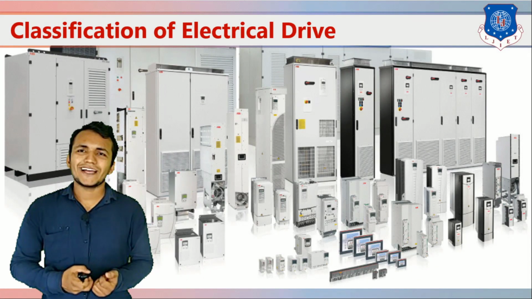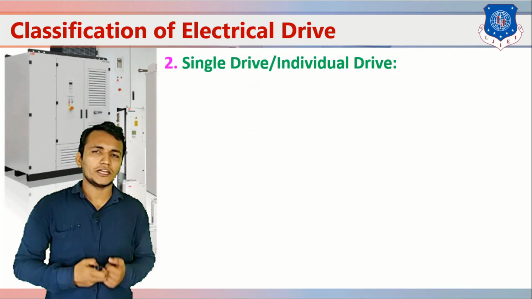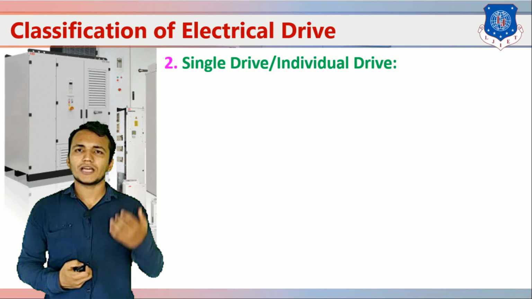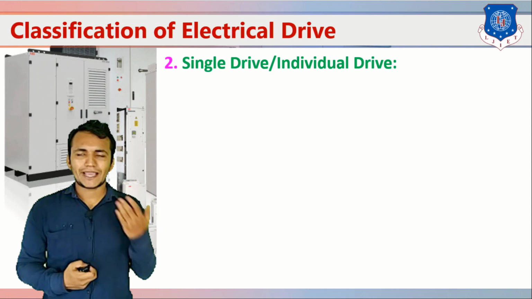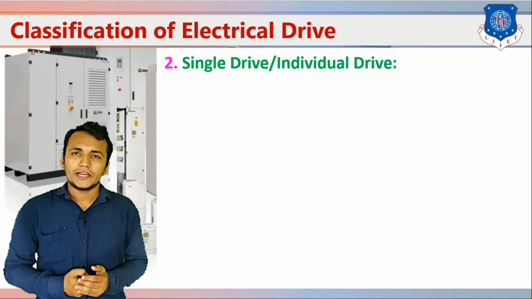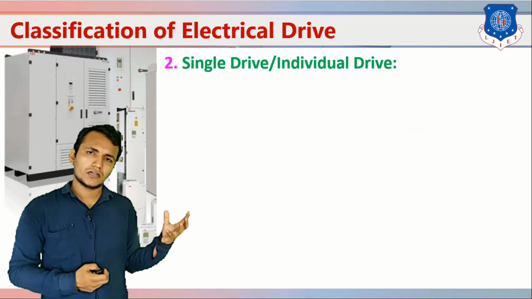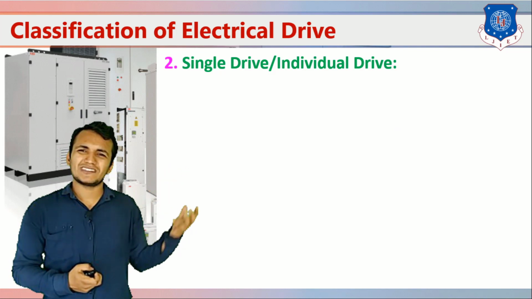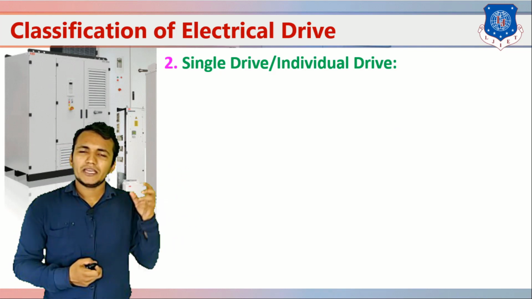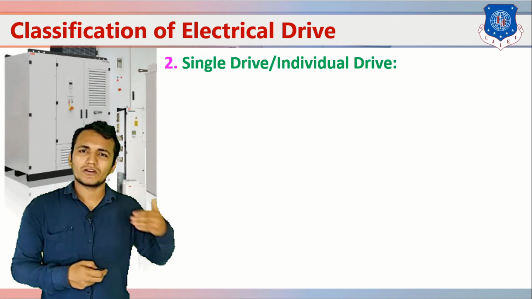Now, next electrical drives, that is single or individual drives. So that is the second type of electrical drives, single or individual drives. In this, we have to see that every mechanism is done by only a single motor. Each operation is individual or single.